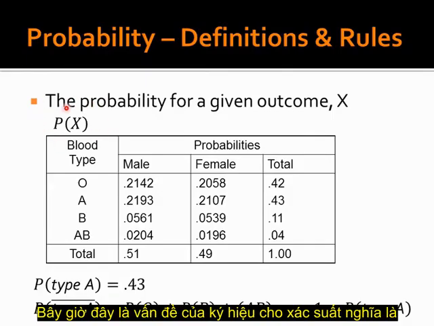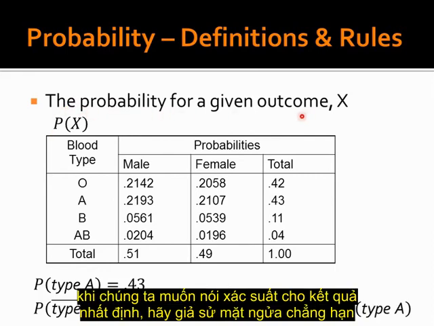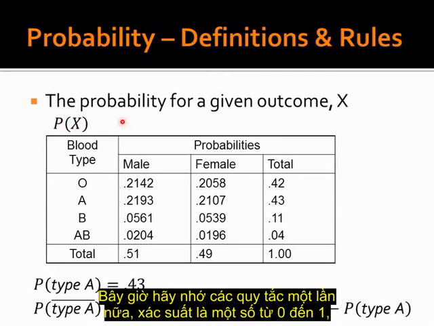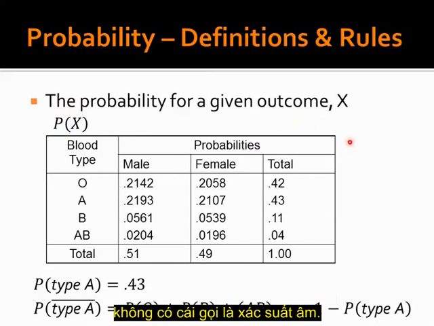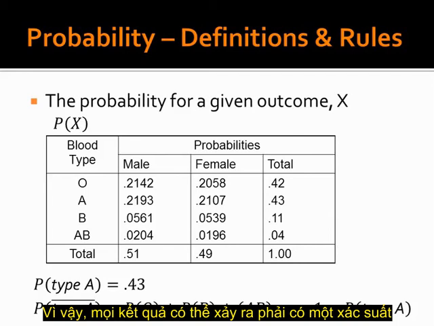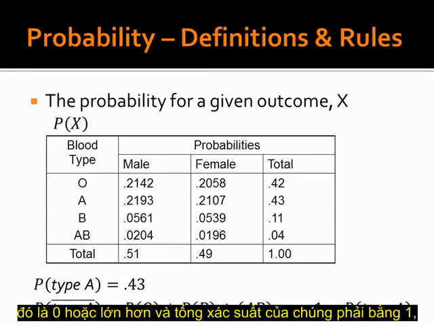Now this is our method of notation for probability, meaning that when we want to say the probability of a given outcome, let's say x, let's say heads for example, then we will use P of heads, or P of x, or something like that. Now remember the rules once again. Probability is a number from 0 to 1. There's no such thing as a negative probability. So every possible outcome should have a probability that's 0 or greater. And the sum of our probabilities should equal 1.